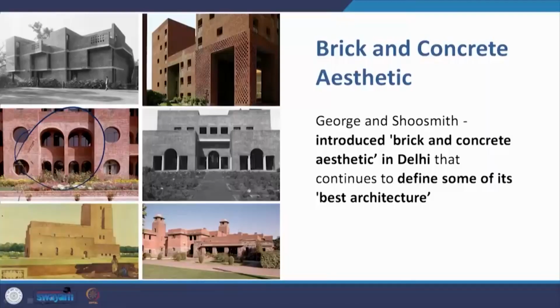Now that architecture we will study in many different ways, but predominantly, for example, if we look at the modern school, or we look at this building by Morphogenesis, or even this, his own work, the St. Stephen's, or we look at this brick and concrete building by Raj Rewal, the same language of brick and concrete stone that they brought in continued to define some of the best architecture of Delhi.